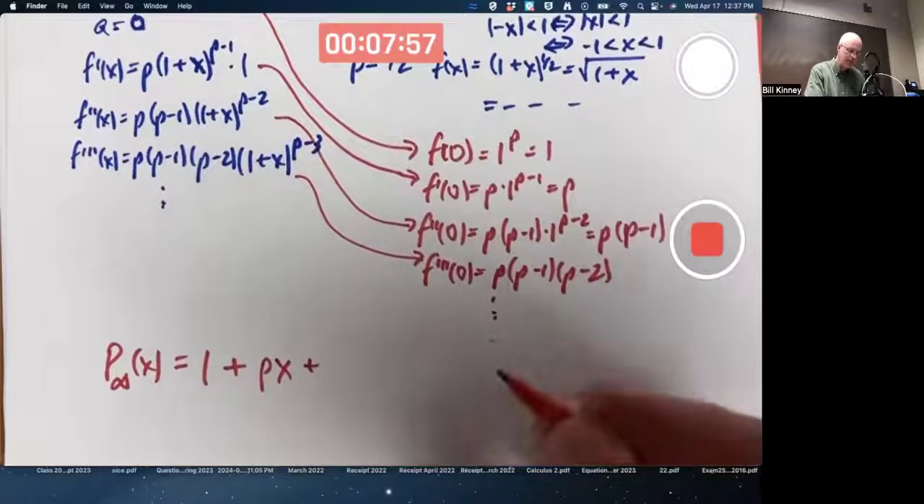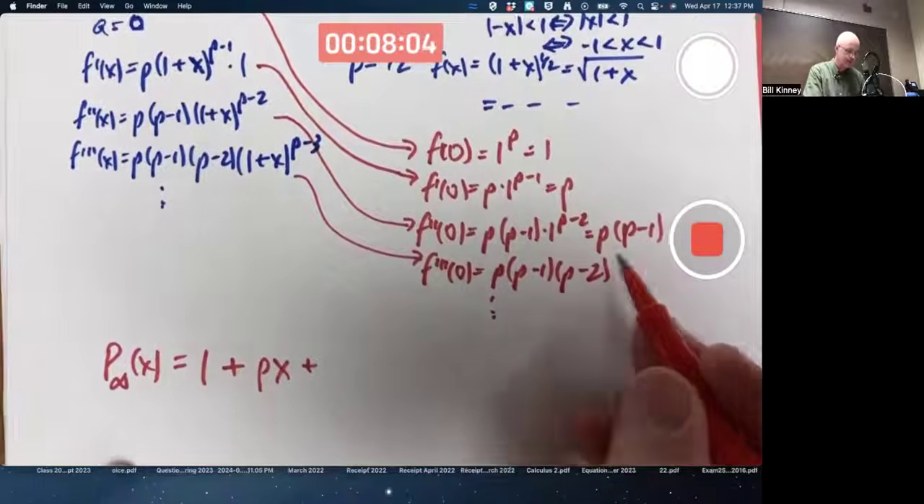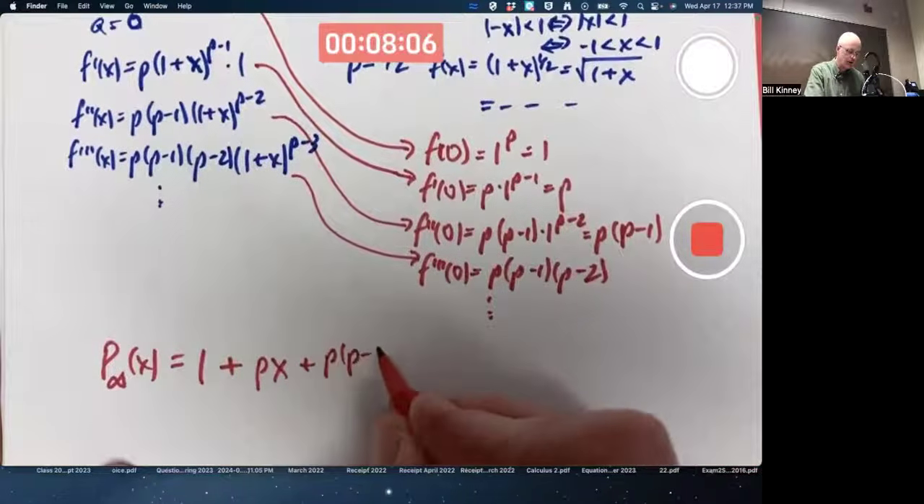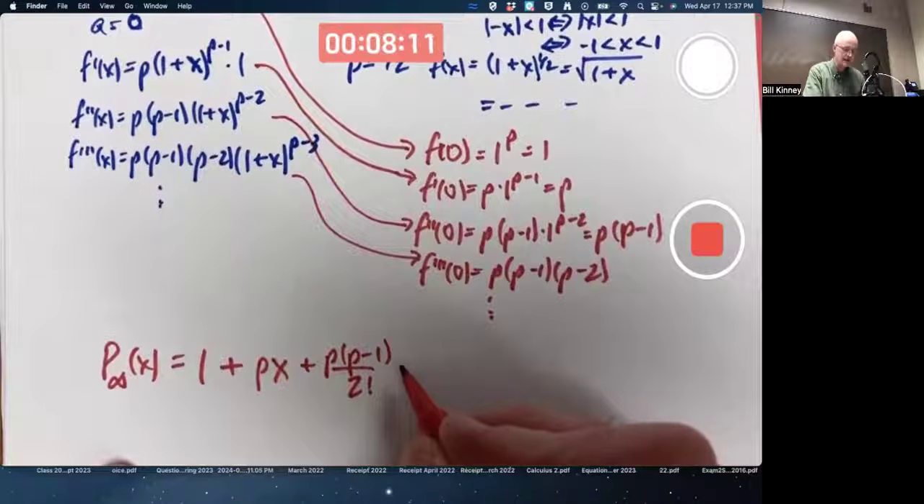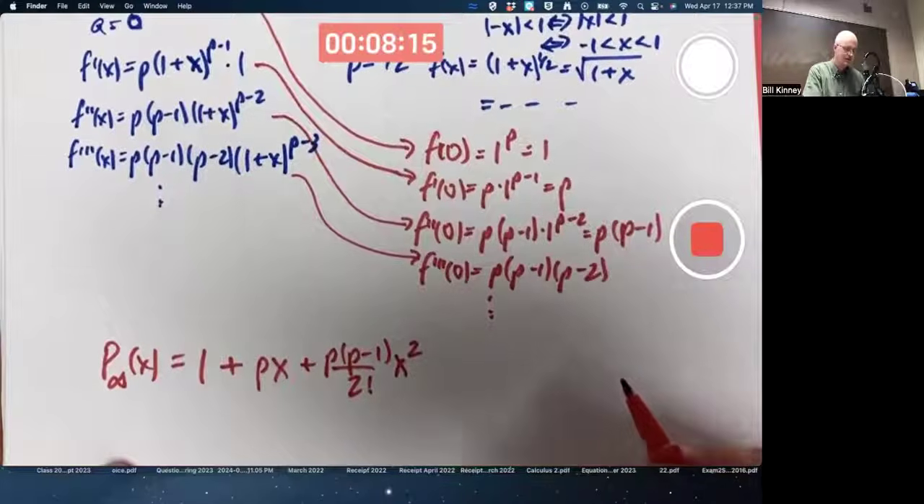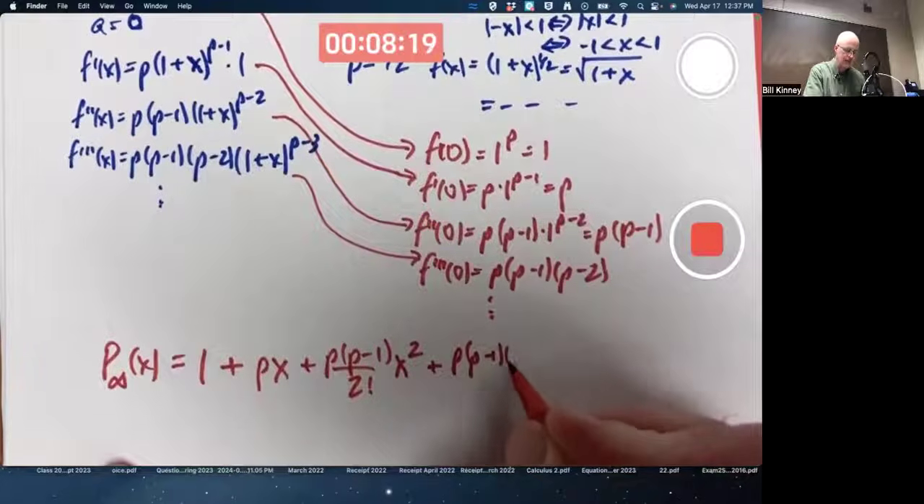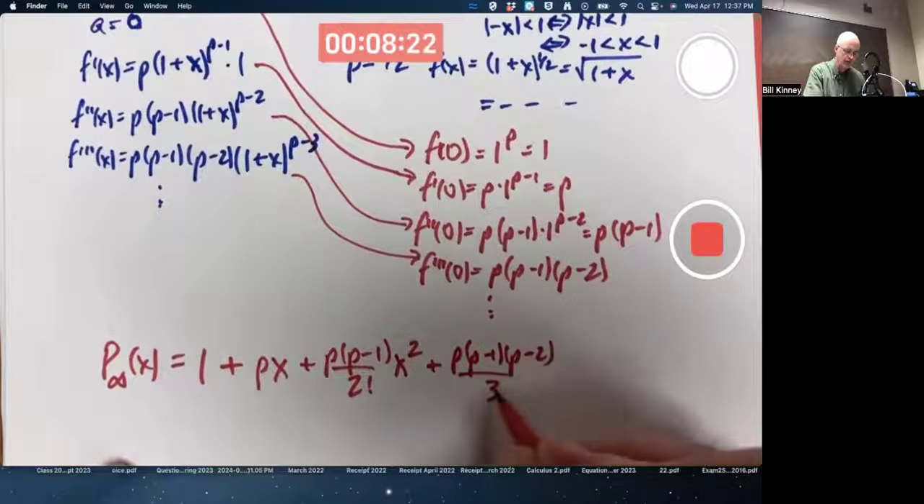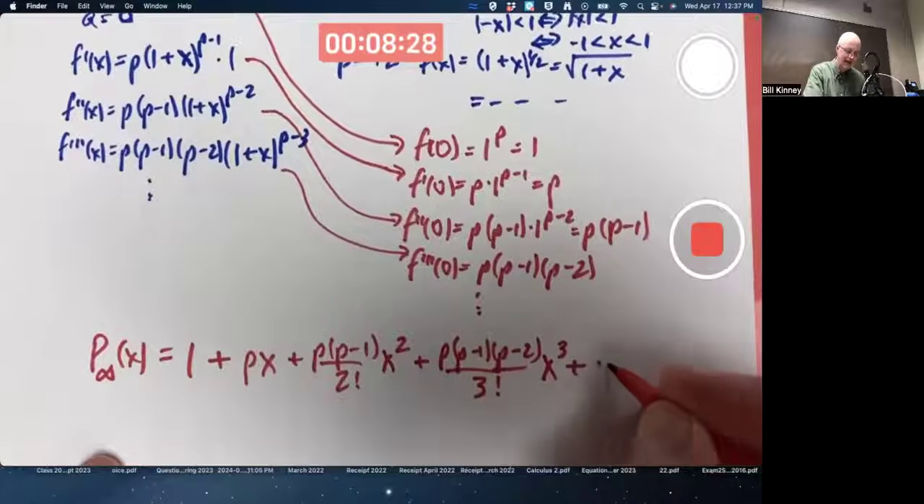Plus f''(0), this thing, not by itself, but over 2 factorial. p(p-1) over 2 factorial times (x - 0)^2, which is just x^2. I'll write one more. p(p-1)(p-2) over 3 factorial times (x - 0)^3, which is just x^3. Don't forget your plus dot dot dots.